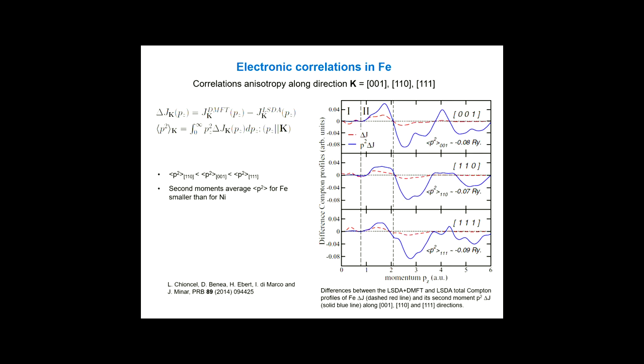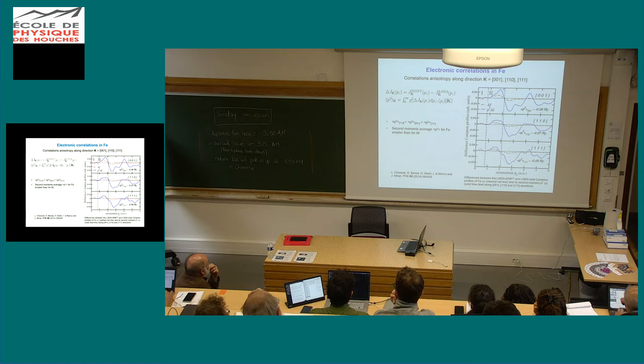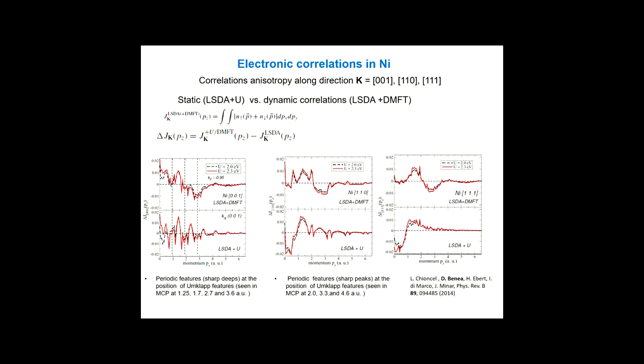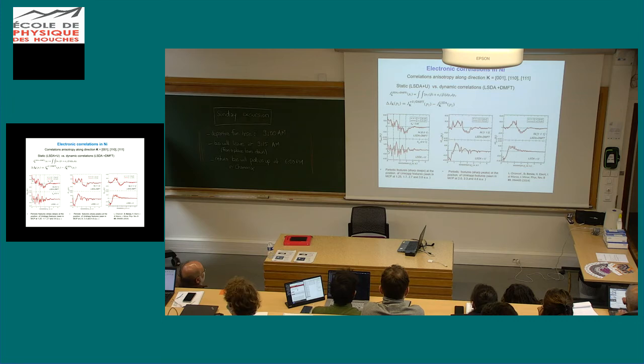And we checked this correlation and isotropy from nickel against those of iron. Here we also calculated this second moments average, which we found to be smaller than those in nickel, and also this range is different between the second moments along different principal directions. If we use unbroadened Compton profiles, we were able to recover also these umklapp features.